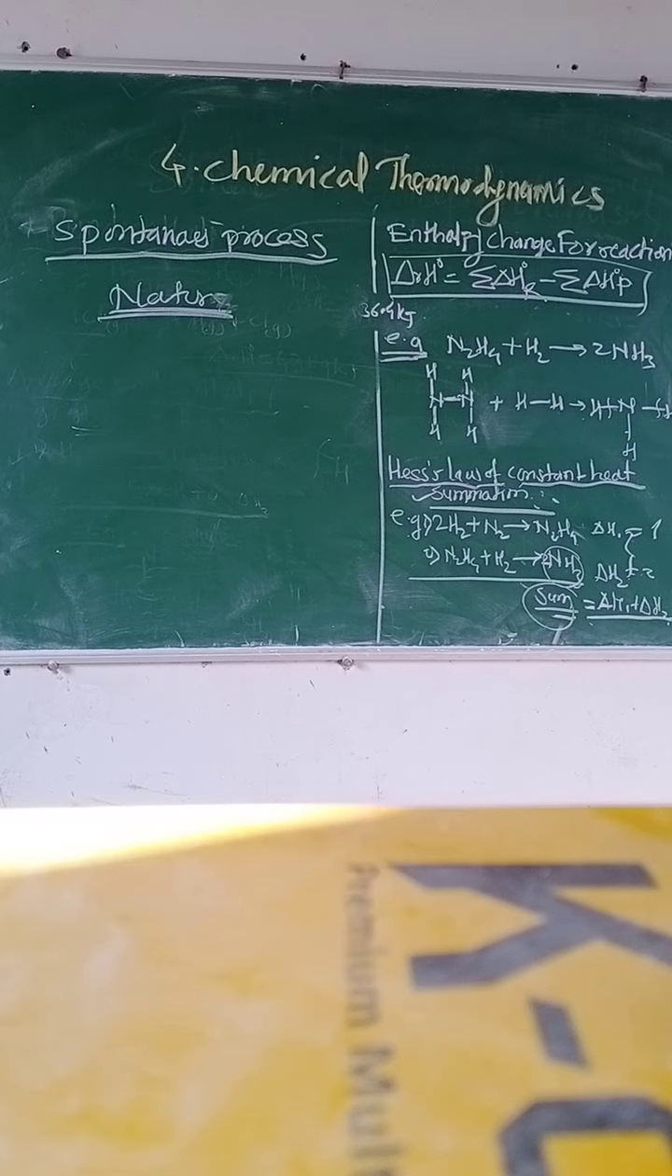Those are the four points of the spontaneous process. First, it occurs on its own. Second, it goes in one direction, not the opposite direction. Third, the process may be slow or rapid, not concerned with the rate of reaction. Fourth, the process continues until equilibrium is reached.